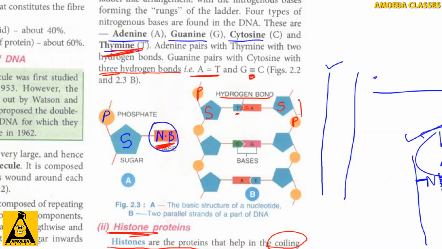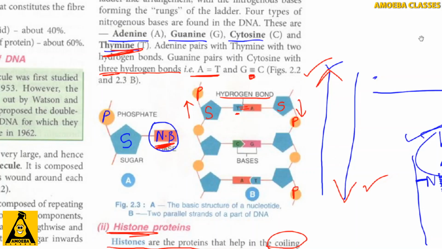Now why is this going down and this going up? Because we have discussed that these two strands of DNA are anti-parallel. That means one strand is going down, and the other is going up. So over here the phosphate is at the top, and over here the phosphate is at the very bottom.